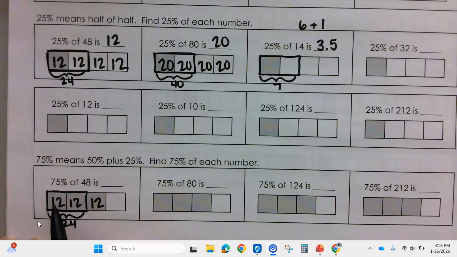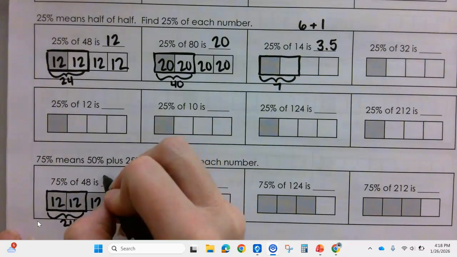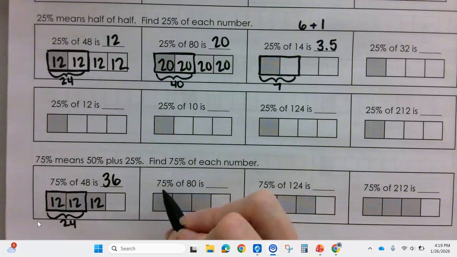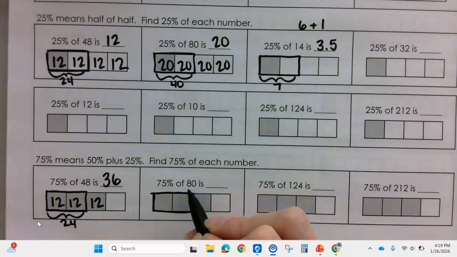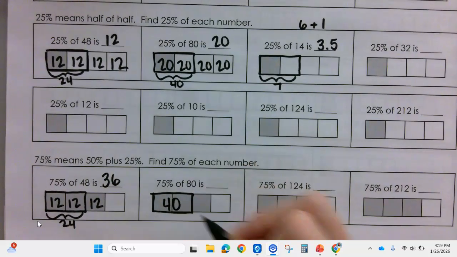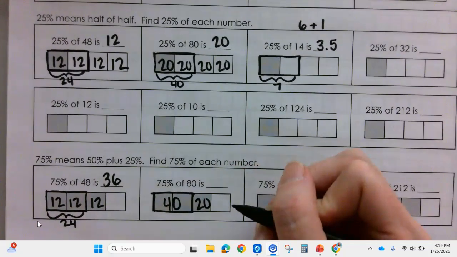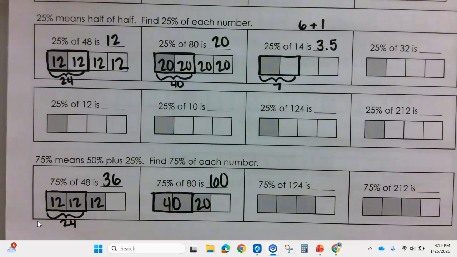So we can either do 12 plus 12 plus 12, or we can do 24 plus 12, because that's the 50% plus 25% more, so that would be 36. All right, so if we're finding 75% here, let's first find 50%. 50% means half, so half of 80 is 40. This time I'm just going to fill it in like that. And then we have to find another half of that, which is 20. So 40 plus 20 is 60.